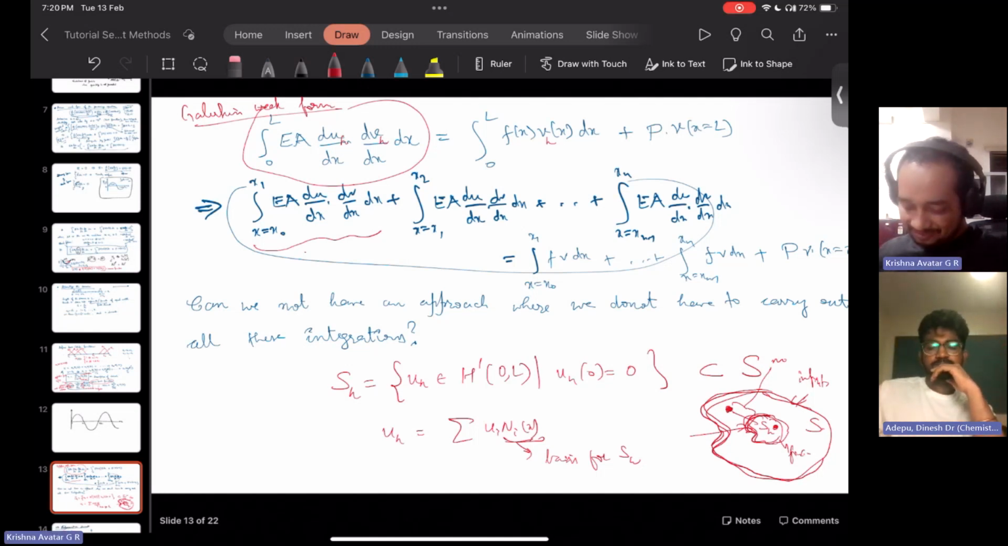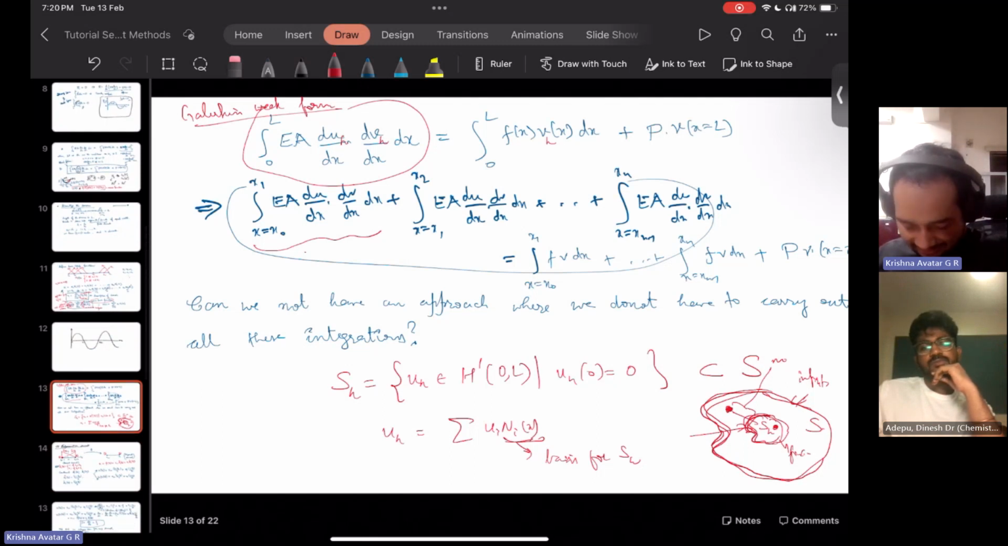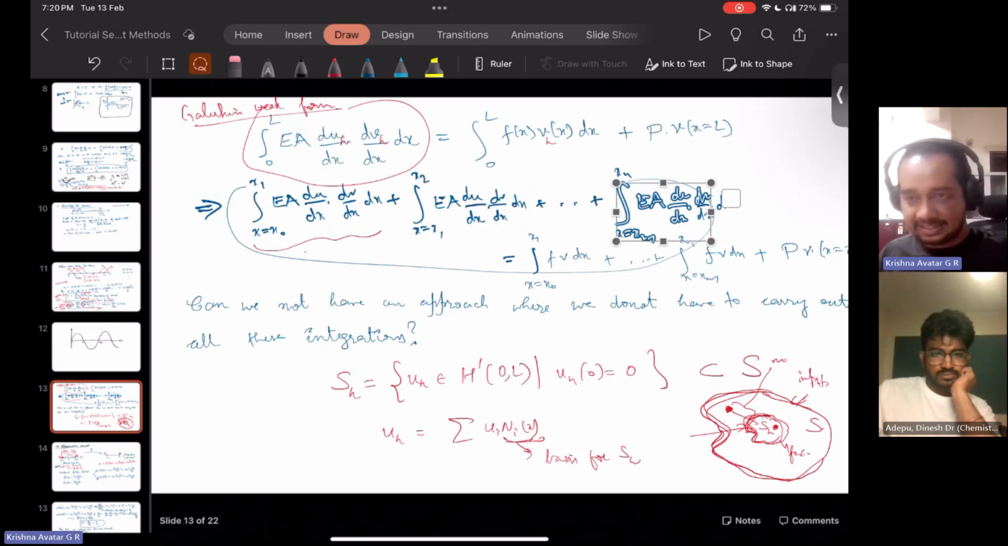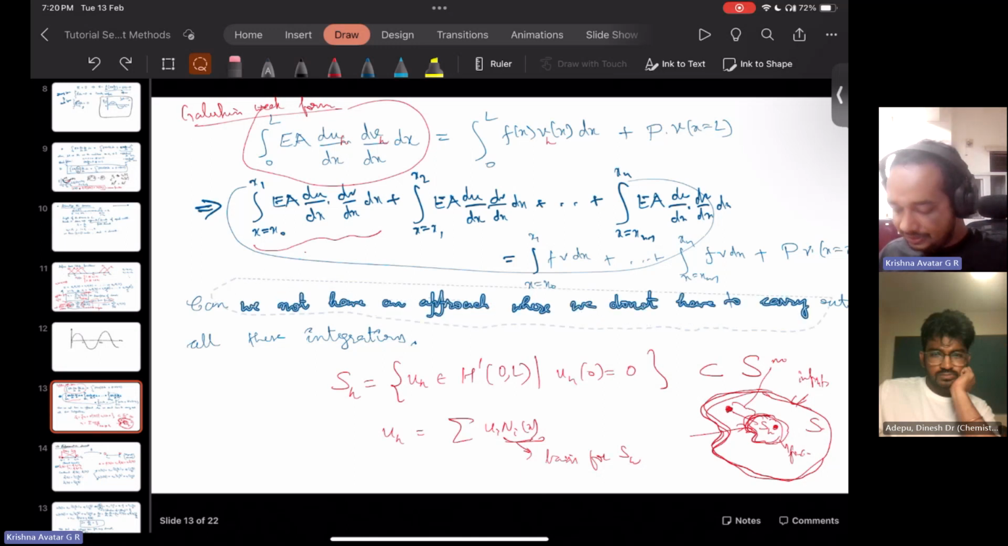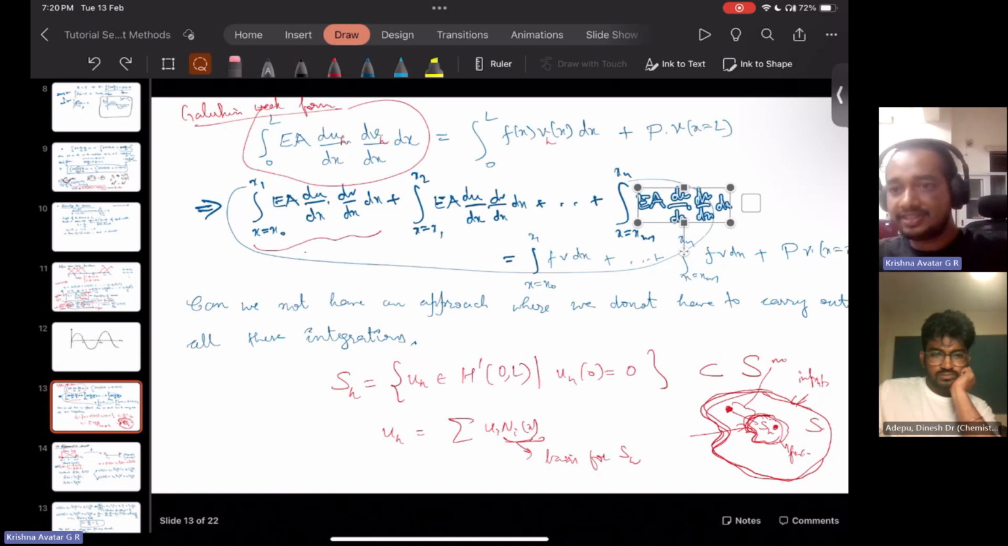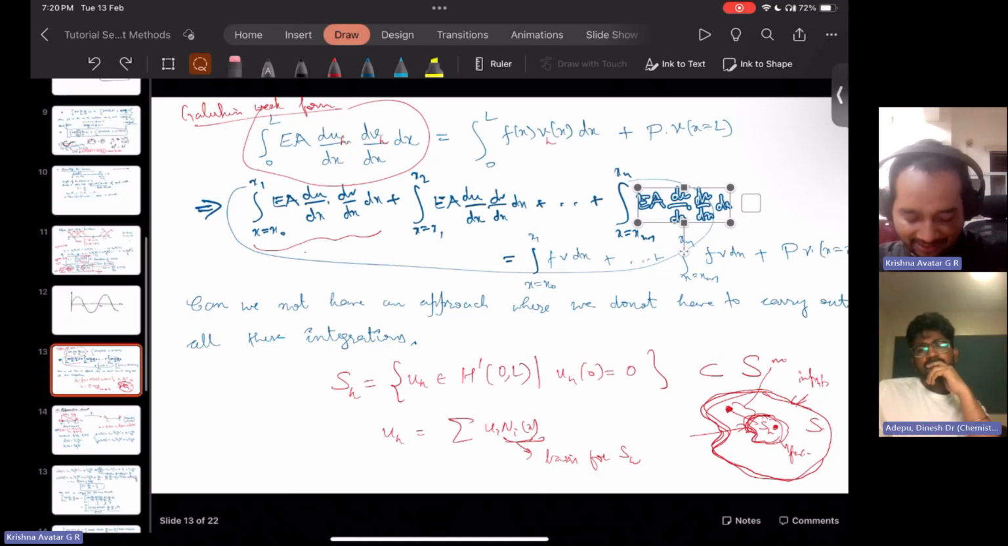Now I just pose a question: there are so many elemental integrations going on. Can we not have an approach where we do not have to carry out all these integrations? If you have 1,000 elements, we'll have 1,000 such integrals. Can we have some way where we do not compute all of these integrations? Can we just automate it? Or can we have some template? So now our goal is to find a template.